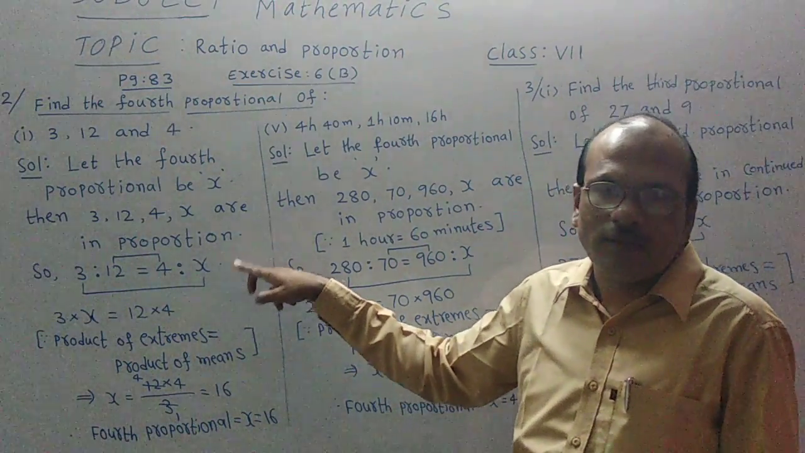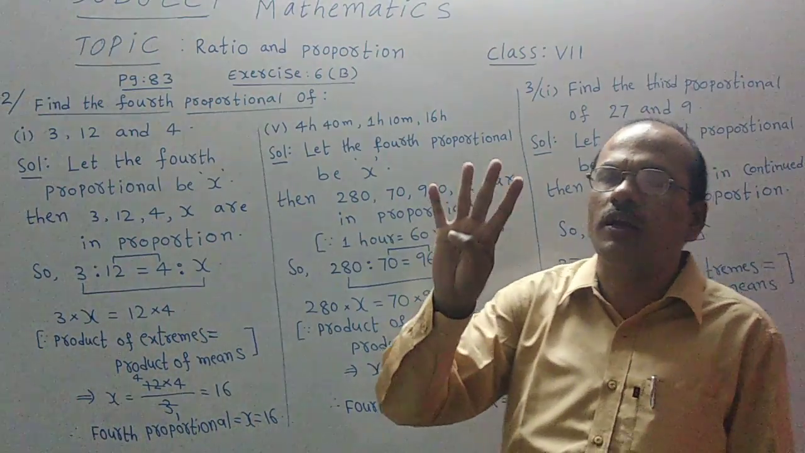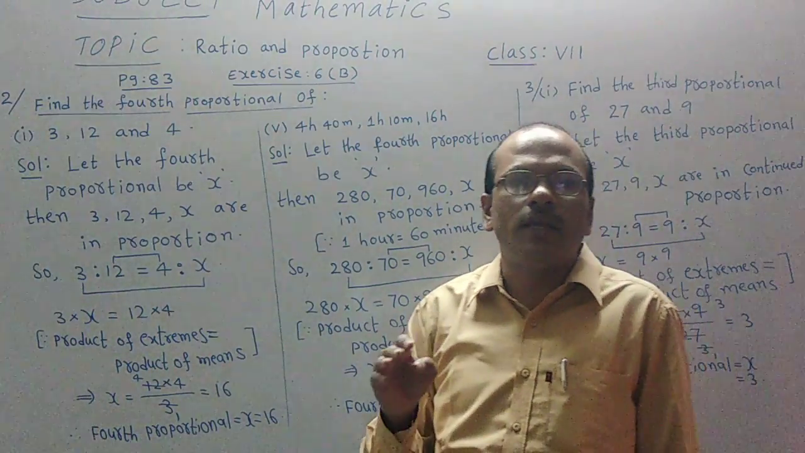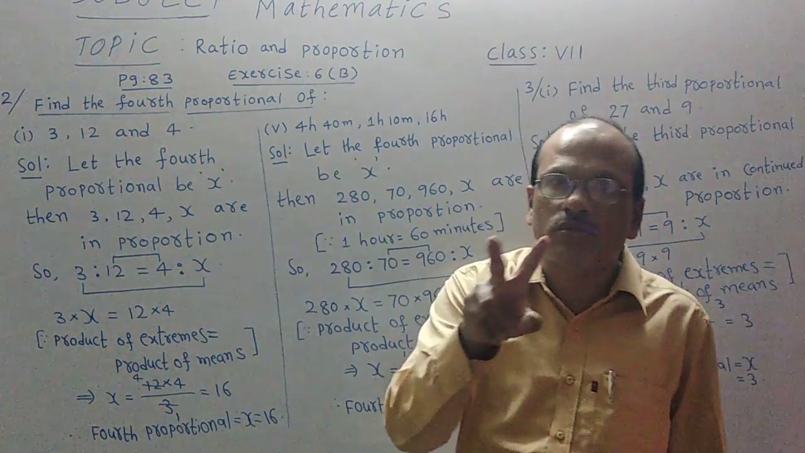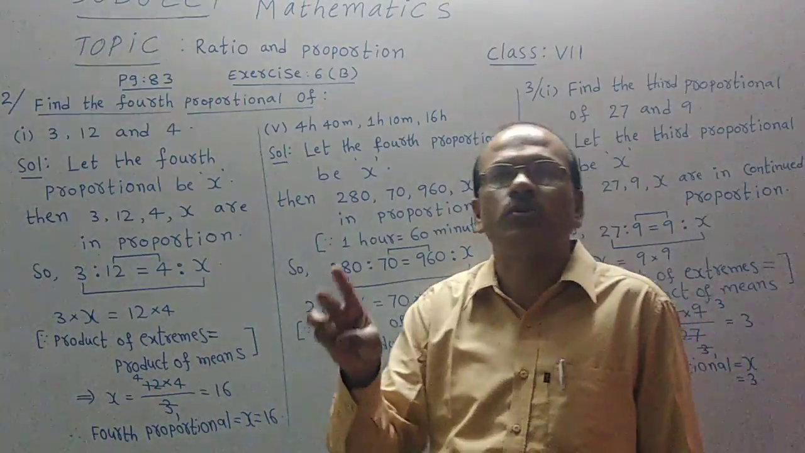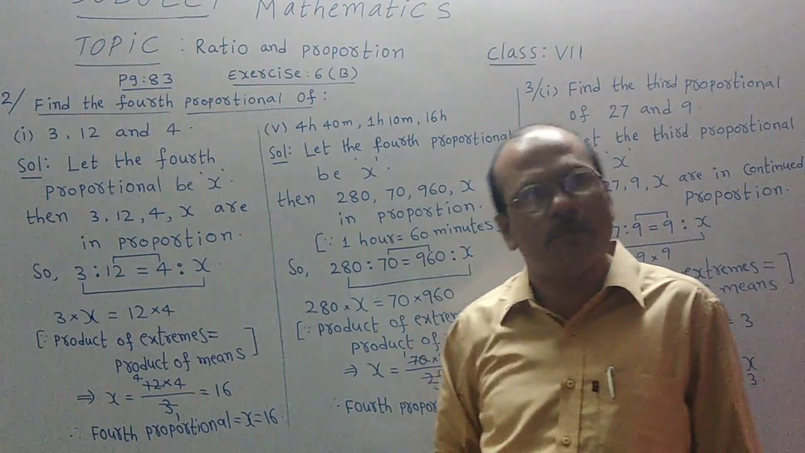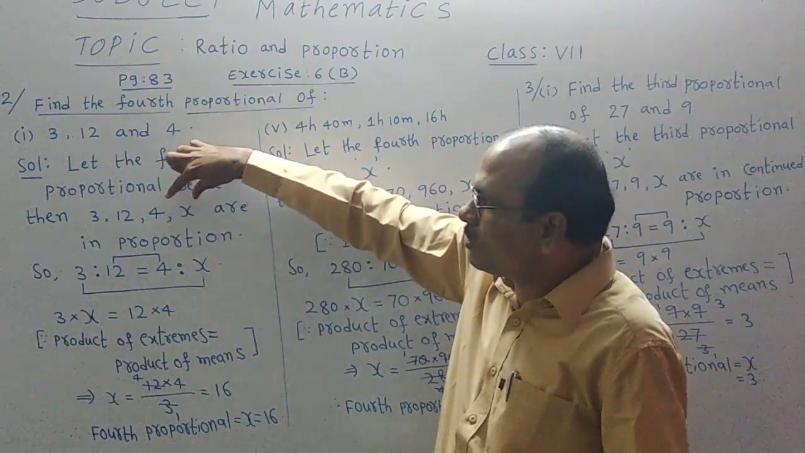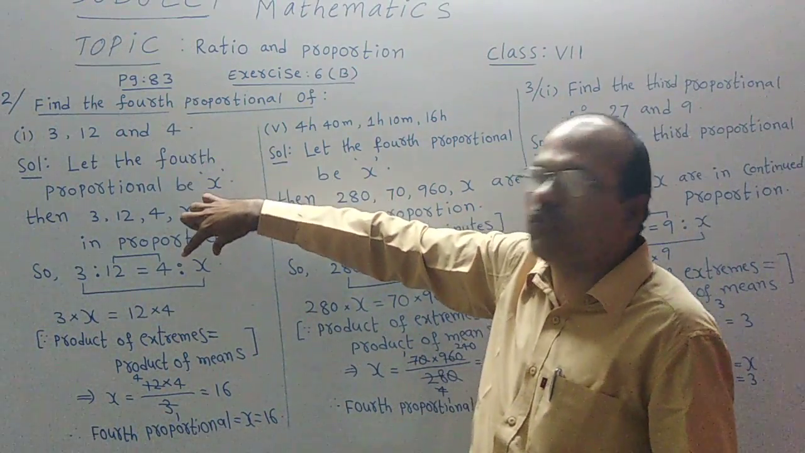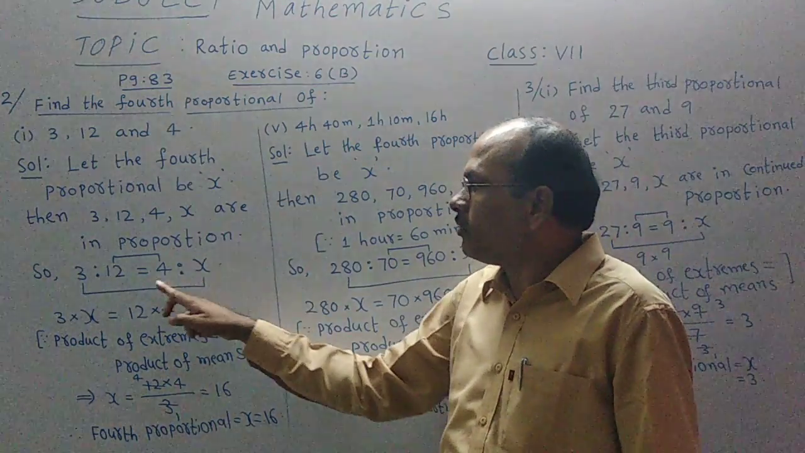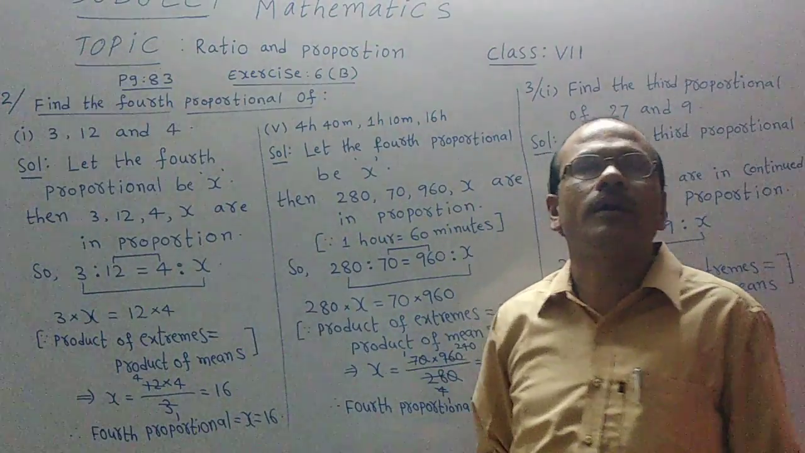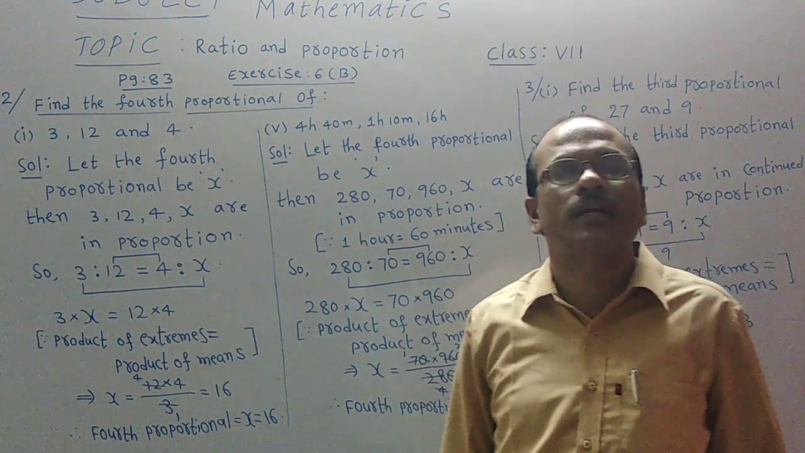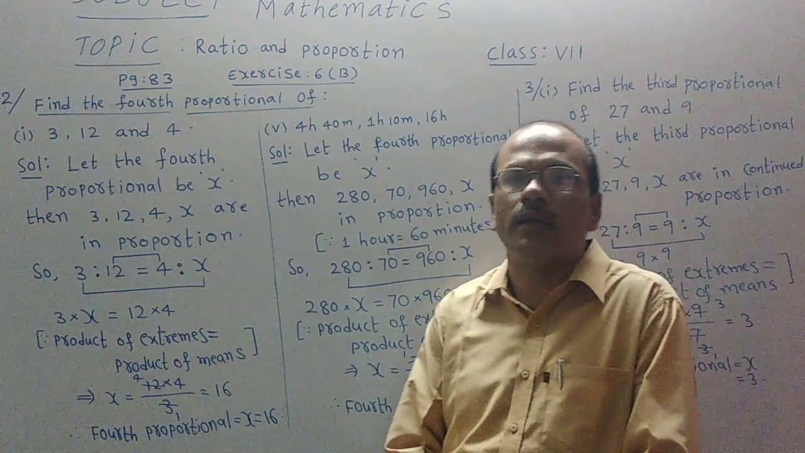Am I correct? It is already discussed. When four quantities are in proportion, the ratio of the first two numbers must be equal to the ratio of the last two numbers. So the ratio of these two numbers should be equal to 4:x. Both should be equal. That is what is called proportion. Equality of ratios is called proportion, we learned already.